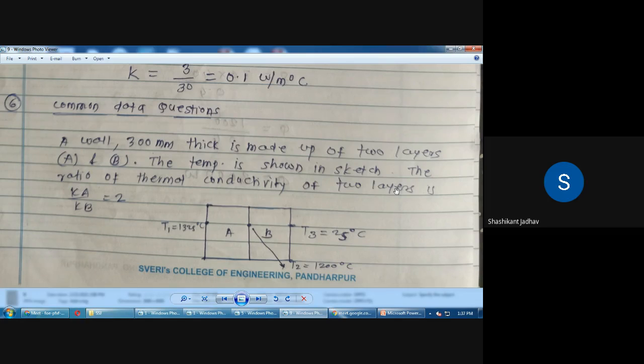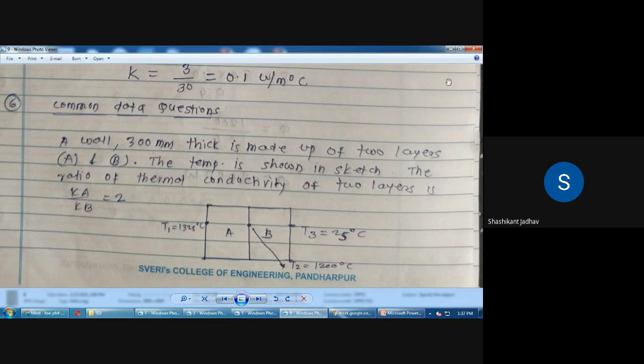The diagram is over. Anyone reply to me? Only temperatures are given. T1 is 1325 degrees Celsius, T2 between A and B is 1200 degrees Celsius, and T3 is 25 degrees Celsius. Then first find the ratio of thickness of two layers.